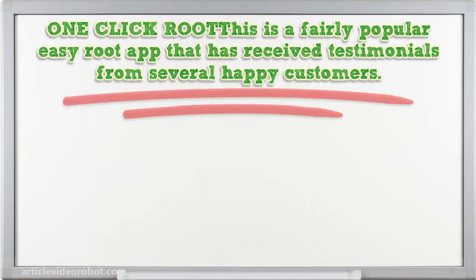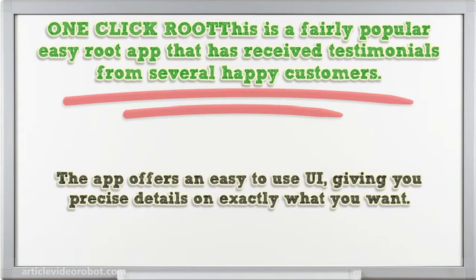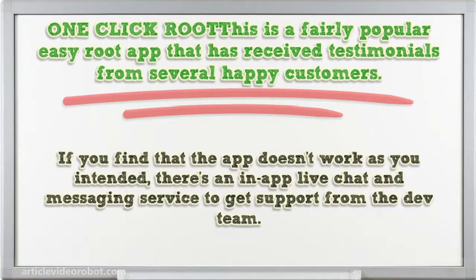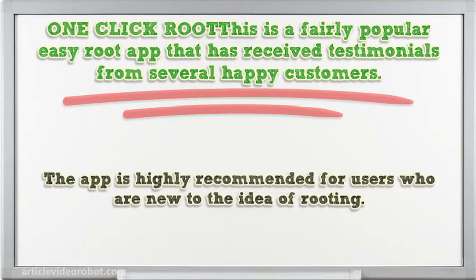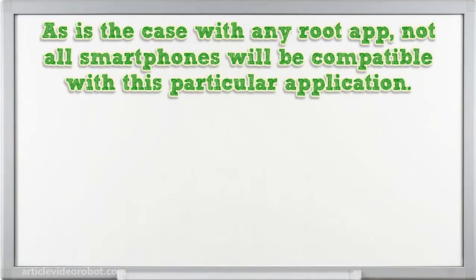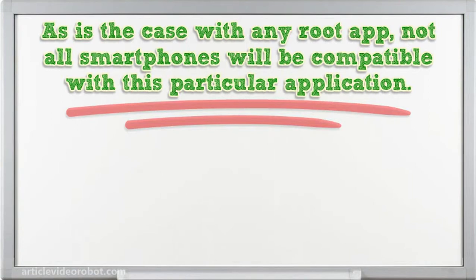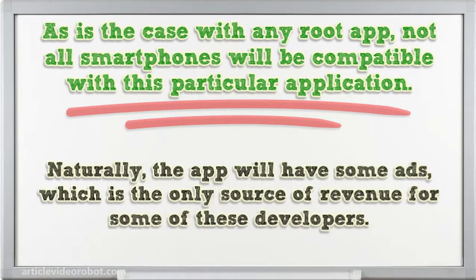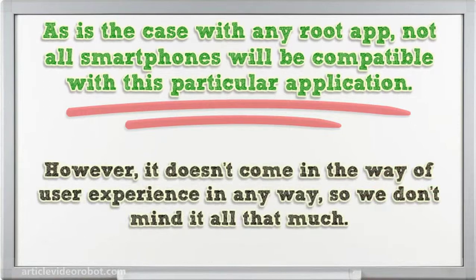One Click Root. This is a fairly popular easy root app that has received testimonials from several happy customers. The app offers an easy-to-use UI, giving you precise details on exactly what you want. If you find that the app doesn't work as you intended, there's an in-app live chat and messaging service to get support from the dev team. The app is highly recommended for users who are new to the idea of rooting. As is the case with any root app, not all smartphones will be compatible with this particular application. You will have to simply install the app file, open the app and see if the device can be rooted with this application. Naturally, the app will have some ads, which is the only source of revenue for some of these developers. However, it doesn't come in the way of user experience in any way, so we don't mind it all that much.